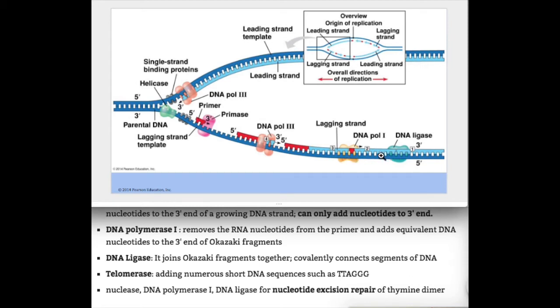And then at the end, DNA ligase will join these fragments of DNA, which are called Okazaki fragments, to connect it into one segment. And at the end of replication, there's something called telomerase, which will add short DNA sequences that don't really affect the code itself.